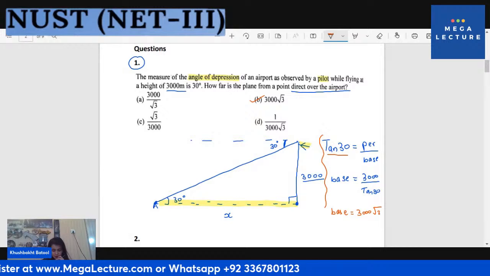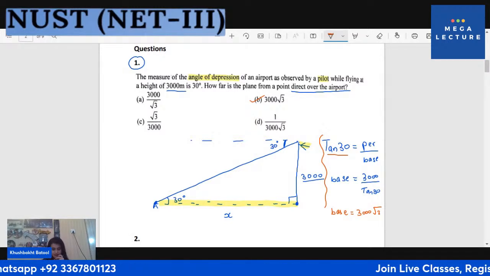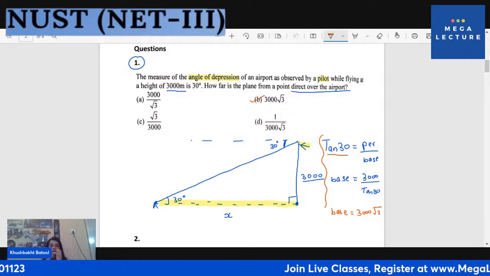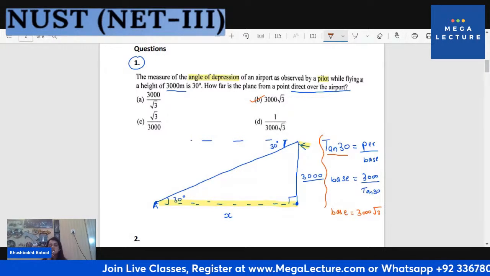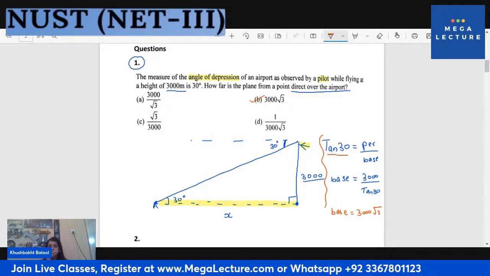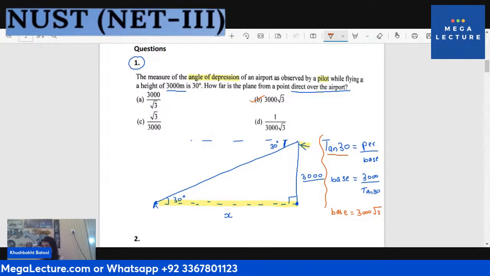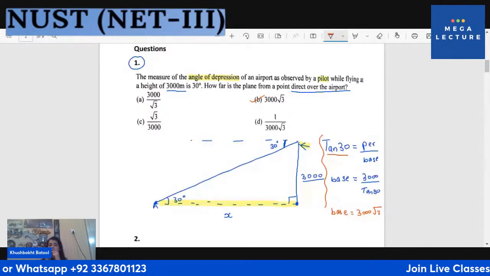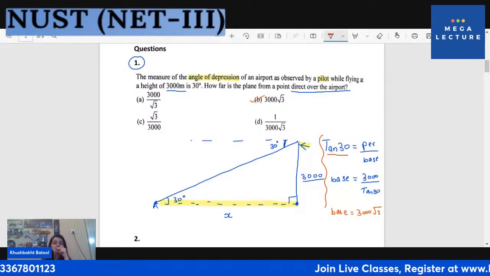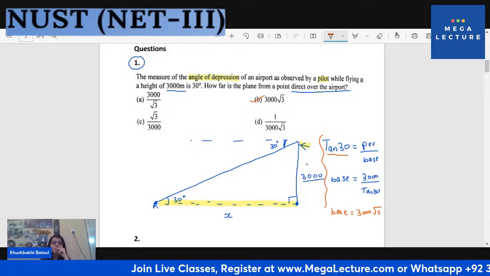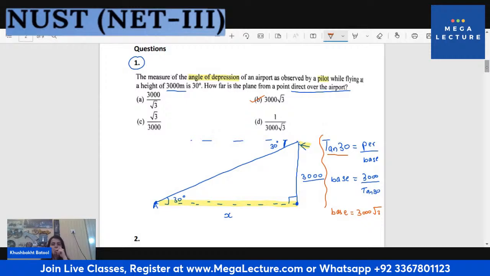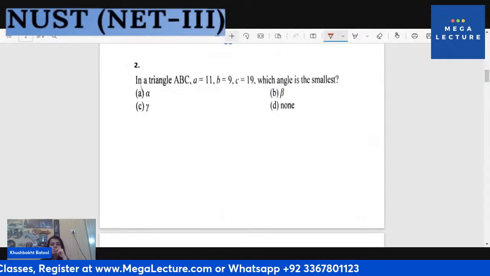For such questions, I will again share the PDF, or you can just find it easily. You just need to memorize the values of cos, sine, and tan for some specific angles, because in the entry test, specifically in case of NUST, calculators would not be allowed. So you would be doing all of this without a calculator, and that is only possible when you memorize all of this. All right, so this would be the first question. Let's talk about the next one. The next question is easy.